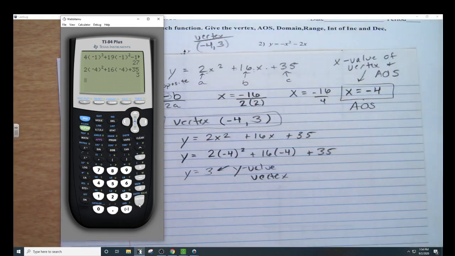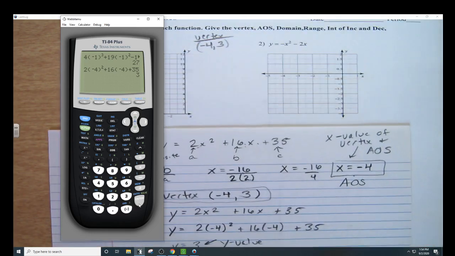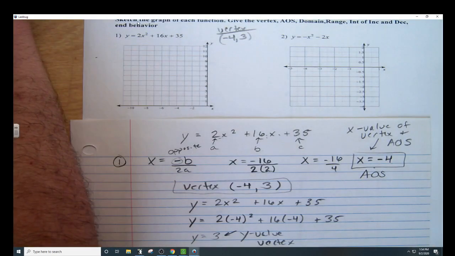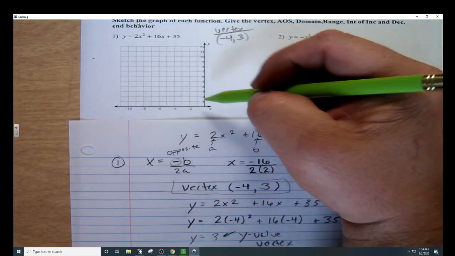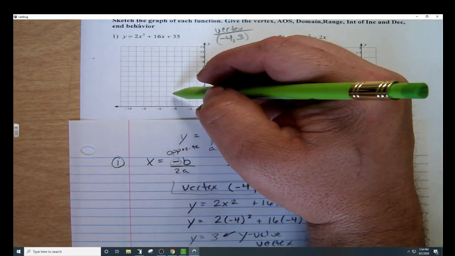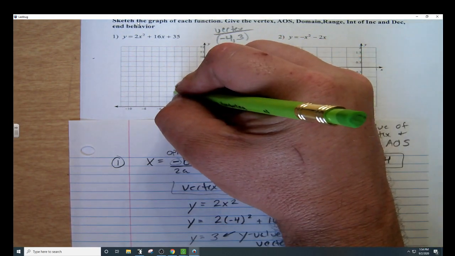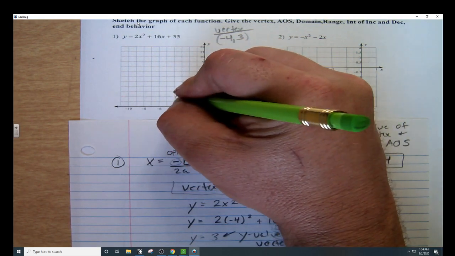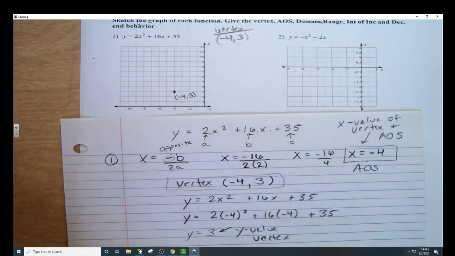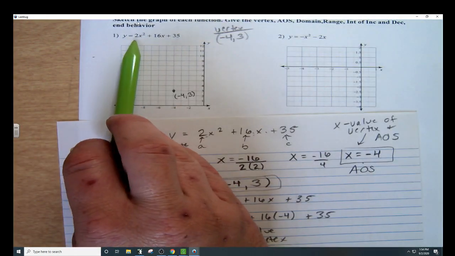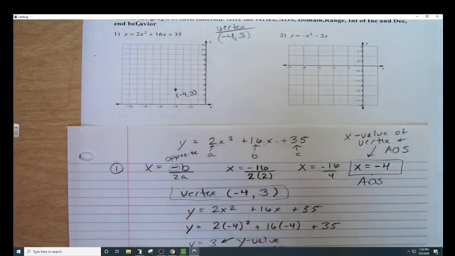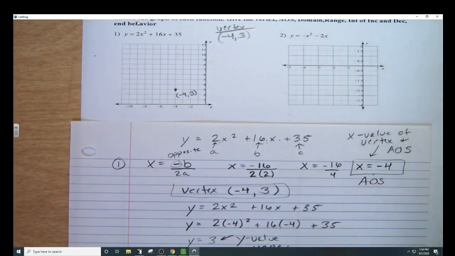All right. So I'll go to this graph here, which goes in intervals. Yeah. So -4, 3. That's going to be here. That's my vertex. I know that's my lowest point. The reason I know is because this 2 is positive. I forgot to talk about that, by the way.